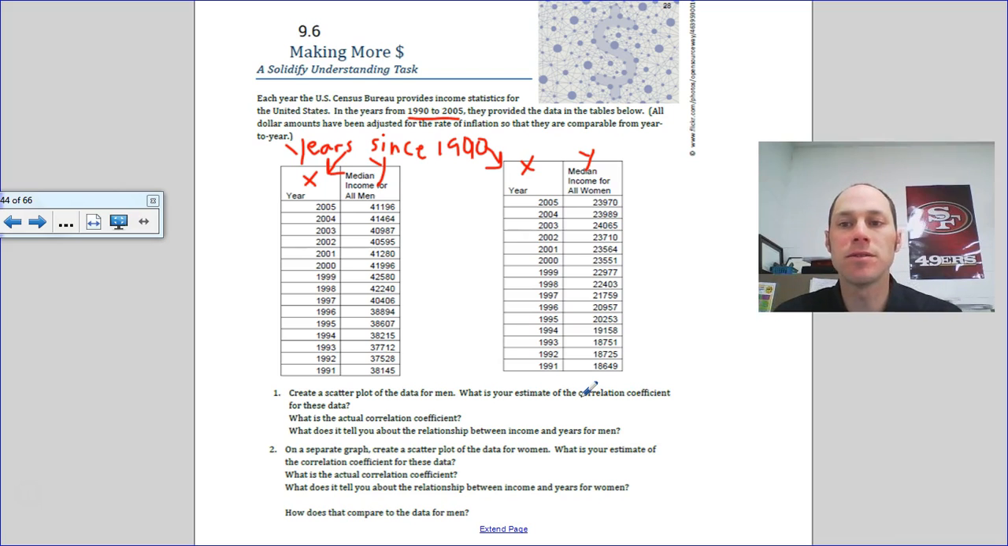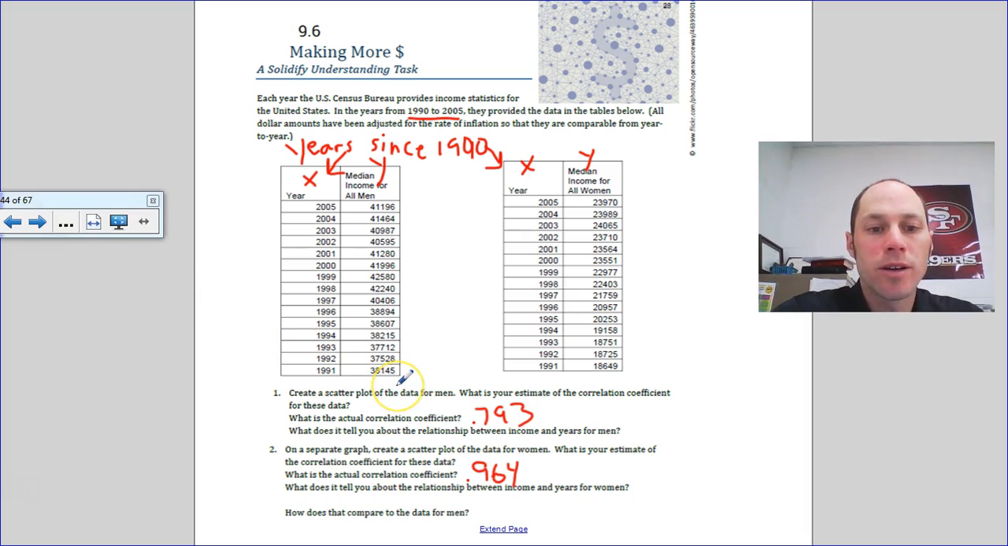Does it have a positive correlation? Is it strong? Is it weak? Is it negative? And then compare the women and the men, their data. So I've got a link for you on Classroom and on the website where you can type that in and use the regression information. So go ahead and do that, type that in and answer questions 1 and 2, and restart the video when you're ready to go through that.